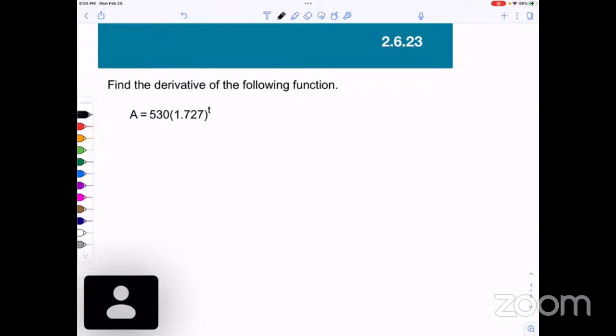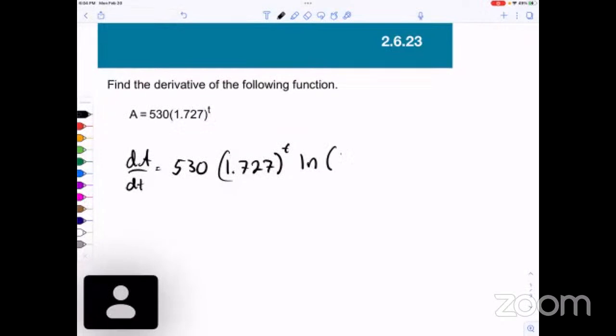So long story short, when we go to find dA by dt, the 530 is just going to persist. An exponential derivative is itself to the power of t. Then we're going to say times the natural log of that base. So then 1.727, okay? From there, I think we would have to use the calculator, but I think we're positioned to answer the question. Let's see, let's go like this, type an exact result.